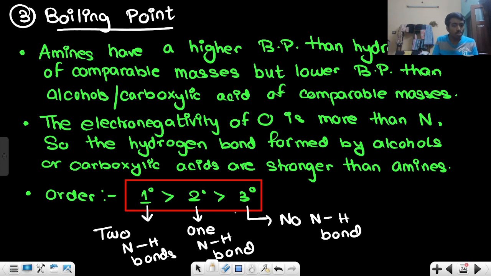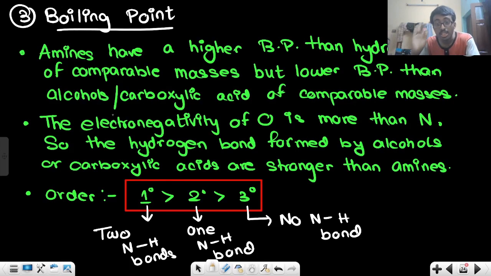Alright, intermolecular. See, boiling point is increased by intermolecular hydrogen bonding. So it has to form intermolecular hydrogen bonding. If there are no hydrogens, only in 3 degree, no hydrogen is there, then how can they form intermolecular hydrogen bonding? Then no question of order of BP increase. Clear? Any doubt? I don't think there should be any doubt because this is not a difficult part. Okay.